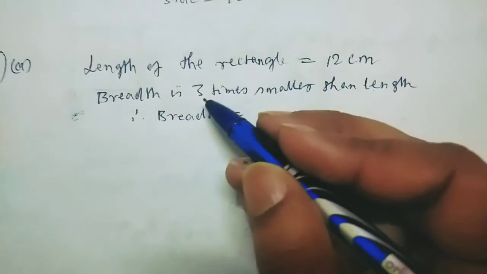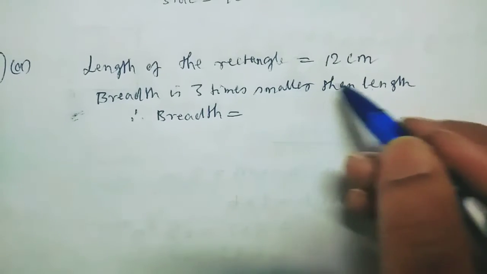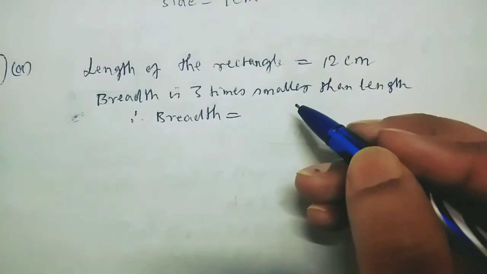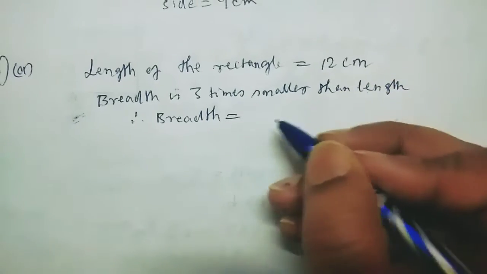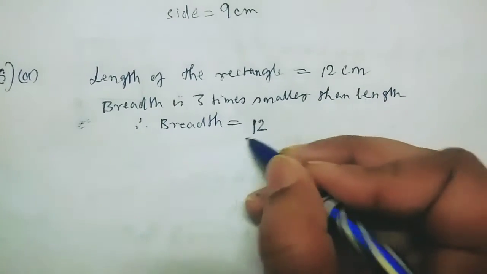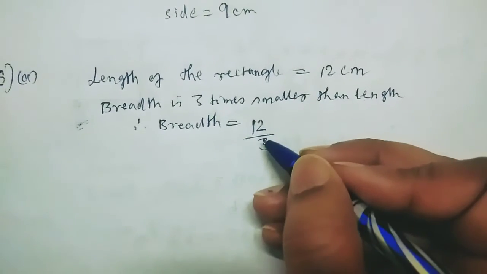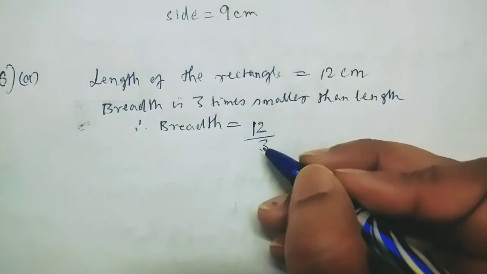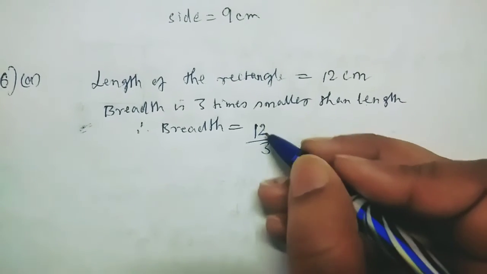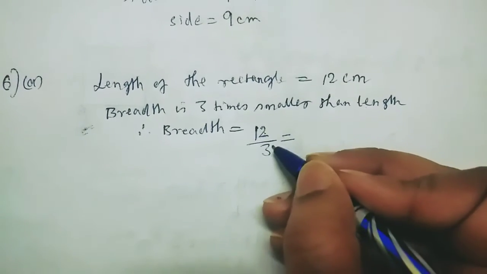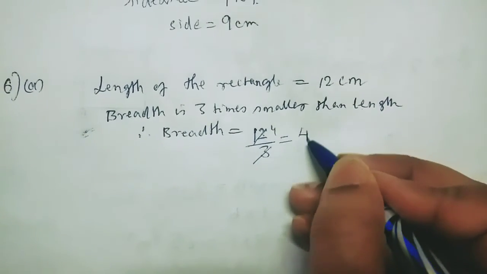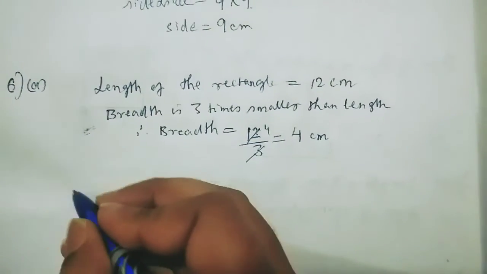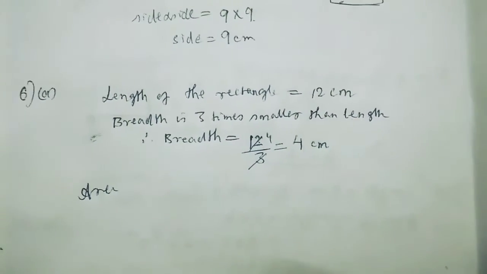Whenever anything is 3 times, 2 times, or any times smaller than the previous quantity, you have to divide. Simply, 12 divided by 3, because the breadth is 3 times smaller than the length. 3 4s are 12, so the answer is 4 centimeter. So the breadth is 4 centimeter. Understood?